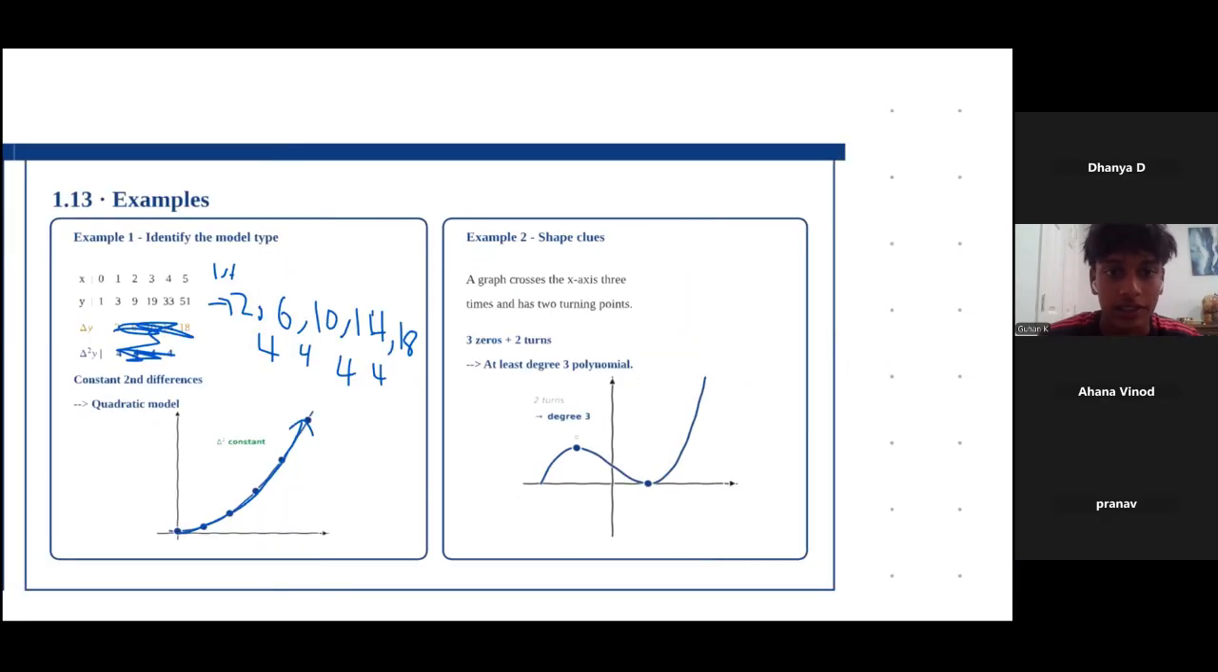Now here's a second example. A graph crosses the x-axis 3 times and has 2 turning points. So since it has 3 zeros and 2 turns, remember our polynomial has to be at least 1 degree greater than the number of turns we have. So if we have 2 turns, then it has to be at least degree 3.